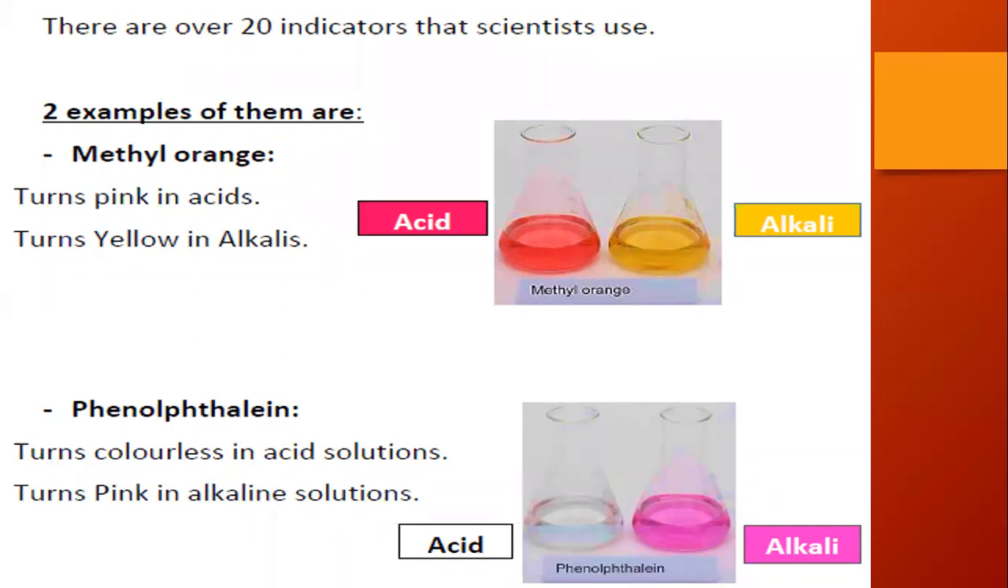Okay? The second indicator has a funny name. Its name is phenolphthalein. And it has an abbreviation. This is like extra information. When I was in college, we used to give it an abbreviation because we're not going to write this whole thing. So what do we write? We write PH. Instead of writing phenolphthalein, we use this abbreviation, PH.